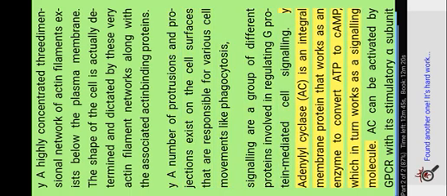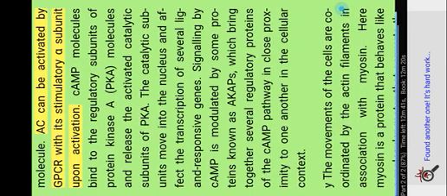Why adenylyl cyclase, AC, is an integral membrane protein that works as an enzyme to convert ATP to cAMP, which in turn works as a signaling molecule. AC can be activated by GPCR with its stimulatory alpha subunit upon activation.